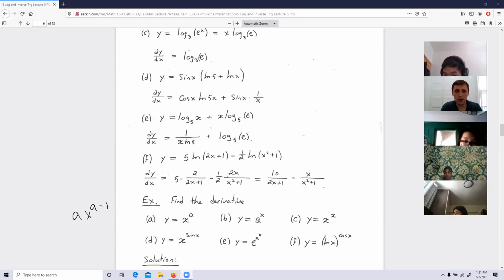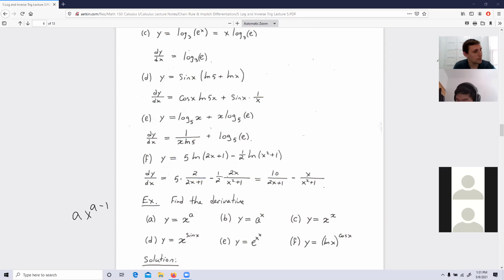Very good. A to the power of x ln a. So this is a to the power of x ln a. Good. Now please recall and take the derivative of x to the power of x. We did it last lecture.